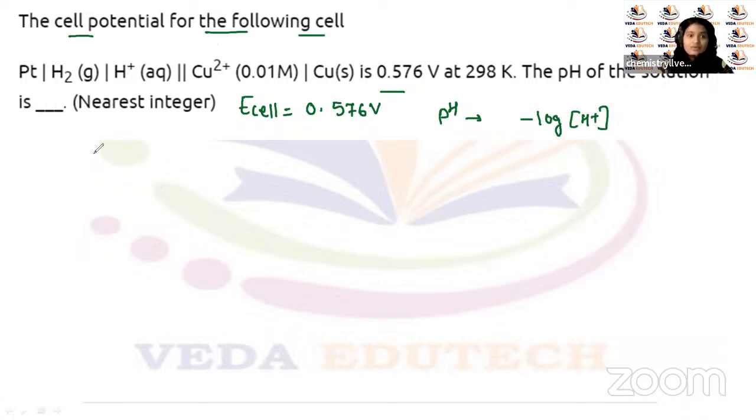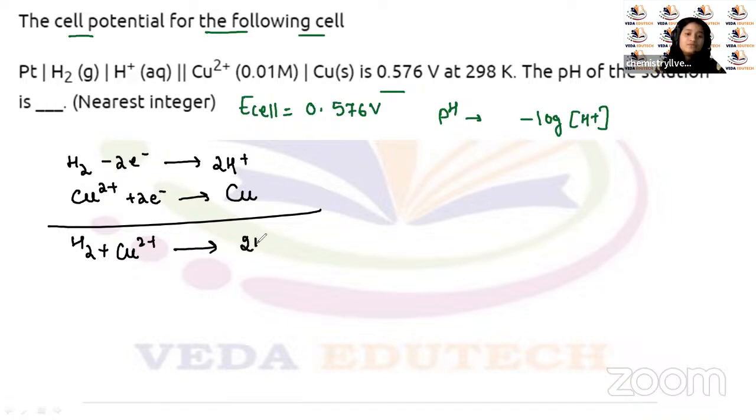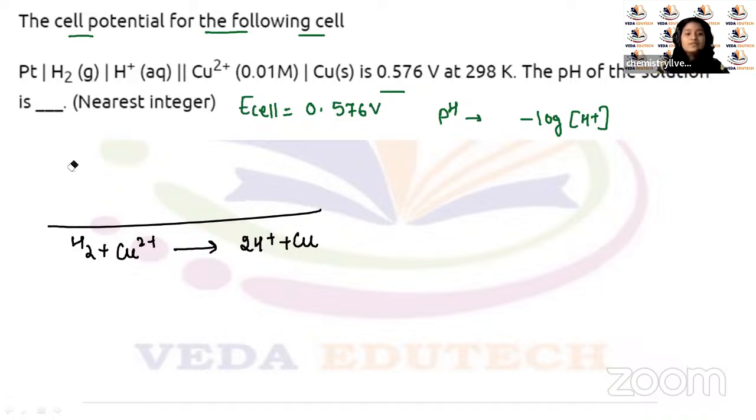But before that, we have to write an equation, right? Because from there only we'll have some reference. So left side is always anode. So H2 minus 2 electron is going to give you 2H plus, right? Then here copper 2 plus plus 2 electron is going to give you copper. If you combine these two equations, you are going to get H2 plus Cu2 plus giving rise to 2H plus plus Cu, right? So this is your final equation. So we'll not require the other thing. So this is going to be your final equation, and we'll note it down here.